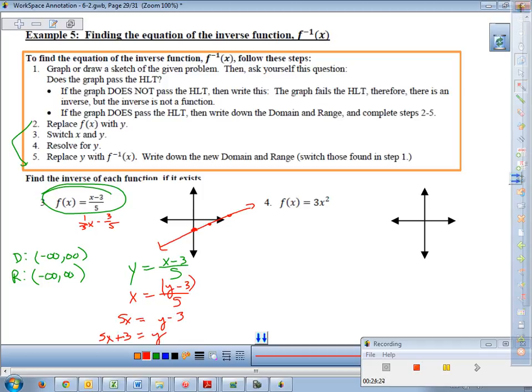Fabulous. One more move. Switching the old y to turn out to be f inverse of x. So I got f inverse of x equals 5x plus 3. Then tell me the new domain and new range. It's the switcheroo on your original. The domain of the original will become the range of your inverse and vice versa. It just so happens that they're the same thing.